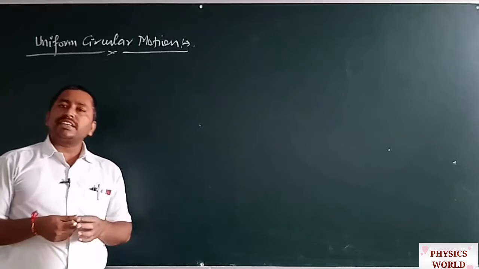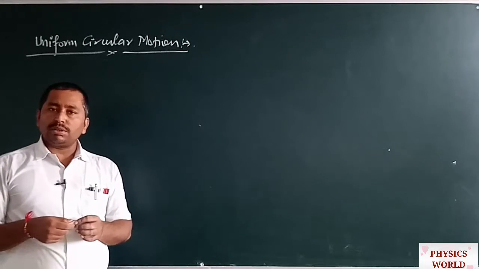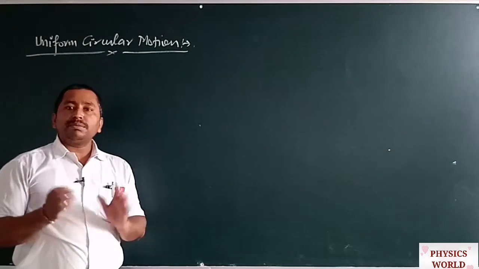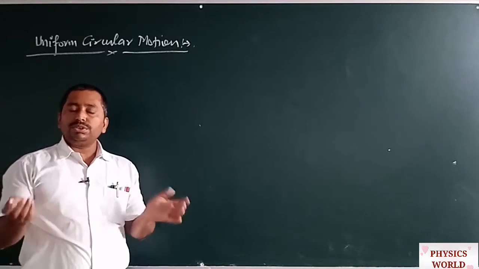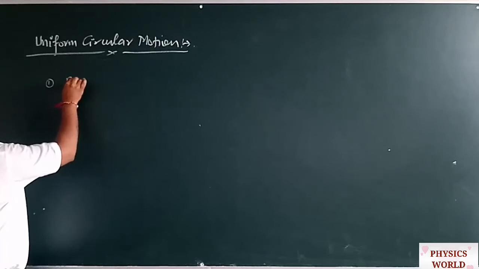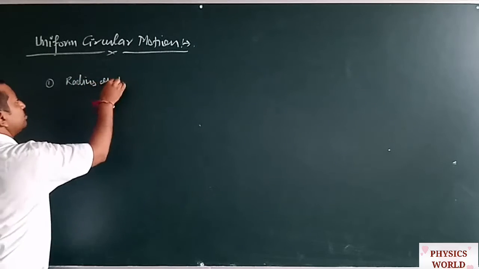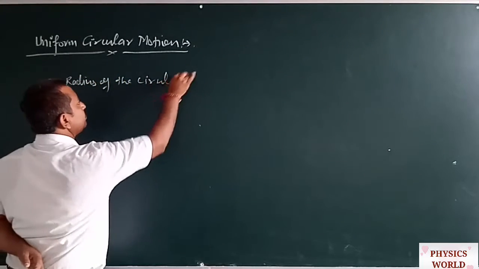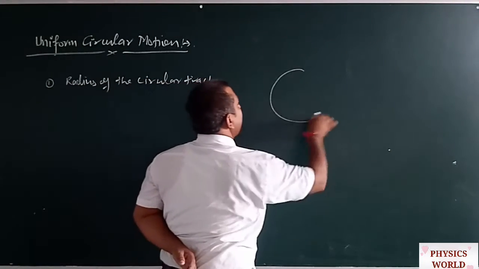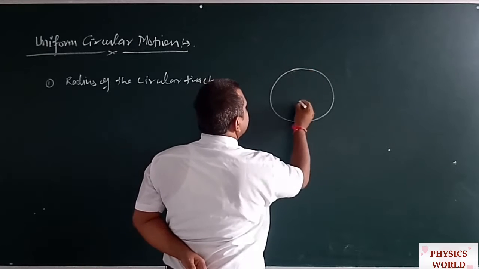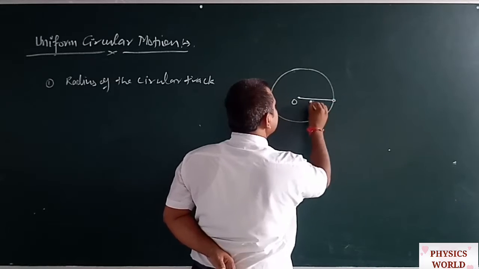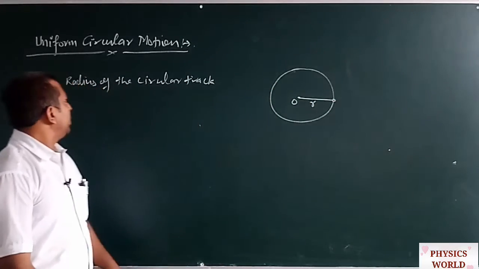So what are the basic concepts used in uniform circular motion? Let us discuss now. First we have to define some different concepts related to uniform circular motion, in which first is the radius of the circular track. Suppose that this is the circular track and the center of this circular track is O, and the line joining the center to the circumference gives the radius of the circular track.